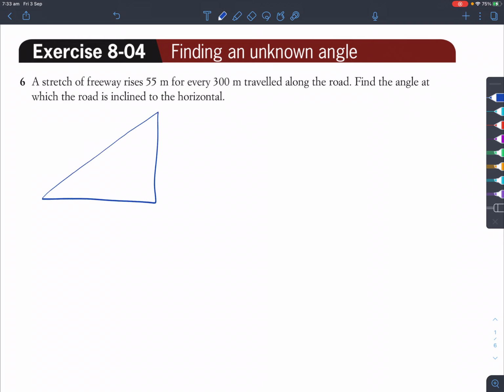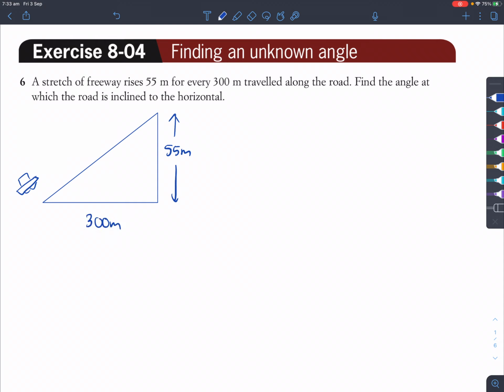So this is our freeway, okay? The hypotenuse being that freeway where cars can go up like that. Now, it rises 55 meters here, for every 300 meters traveled along the road, which is basically this. And the road is inclined to horizontal, meaning it's at an angle like that. So find the angle at which the road is inclined to horizontal.